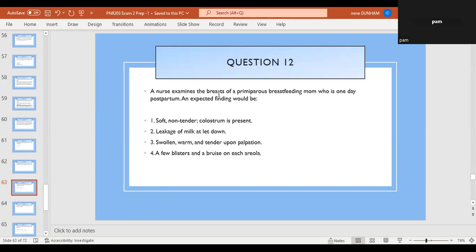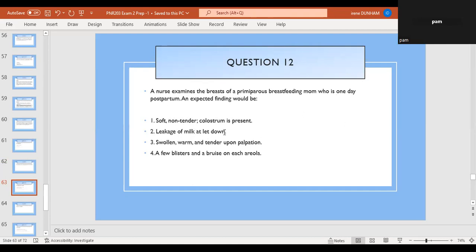A nurse assesses the breasts of a primiparous breastfeeding mom, that's a first-time mommy, who is 1 day postpartum. Okay, she's 1 day postpartum. So an expected finding on this primigravida breastfeeding mom, who is 1 day, would be what? Okay, it'd be soft, non-tender, colostrum is present. Well, we know that colostrum is an expected finding, but let's go see. Leakage of milk, let-down. Swollen, warm, and tender upon palpation. This is who's 1 day, because that's too soon. A full blister, few blisters and bruise on each areola. Nah, that's not 1 day. Okay.